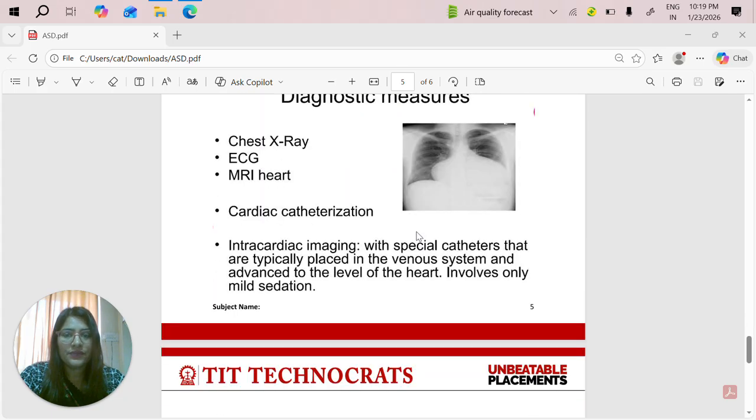Diagnostic measures include chest X-ray, ECG (electrocardiogram), MRI of the heart, and cardiac catheterization, which is used to examine the size and length of the defect. Intracardiac imaging with a special catheter is typically placed in the venous system and advanced to the level of the heart, and involves only mild sedation.